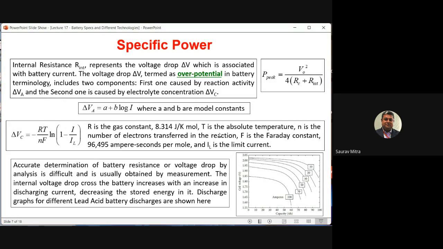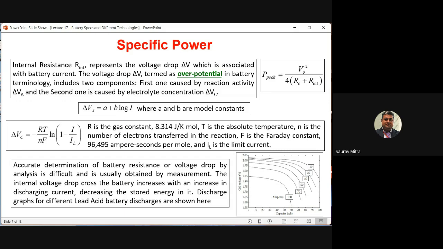So R is the gas constant, T is the absolute temperature, N is the number of electrodes, F is the Faraday's constant, and IL is the limit current. All this on the slide will not be asked in the exam, but just for your knowledge, you remember what the different drops are that occur inside the battery.